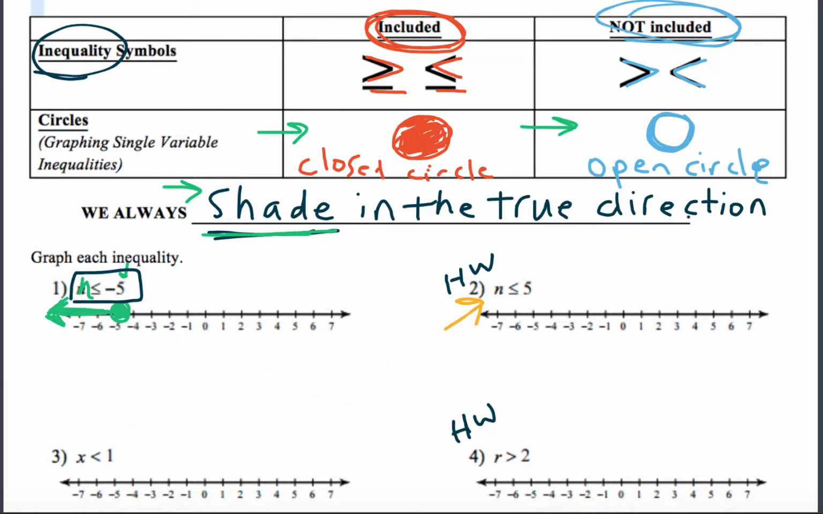Number 3 says x is less than 1. So to start, again, we're going to put a circle on our critical number. In this case, our critical number is 1 because that's the number in the inequality.